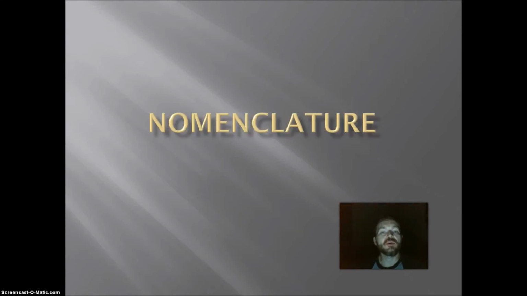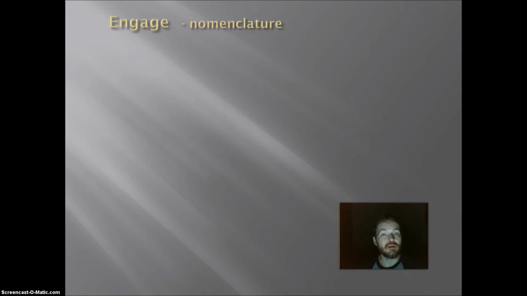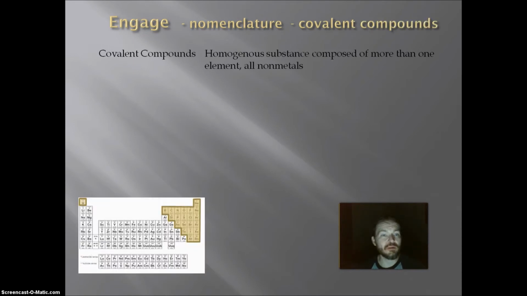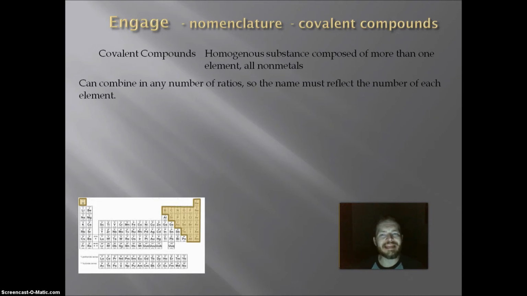In this module, we're going to look at nomenclature, specifically the nomenclature of covalent compounds. And I want to remind you, a covalent compound is a compound that is a homogeneous substance composed of more than one element. All of those elements have to be nonmetals. Because of its structure, it can combine in any number of ratios. So the name of the compound will show us how many of each element we have.